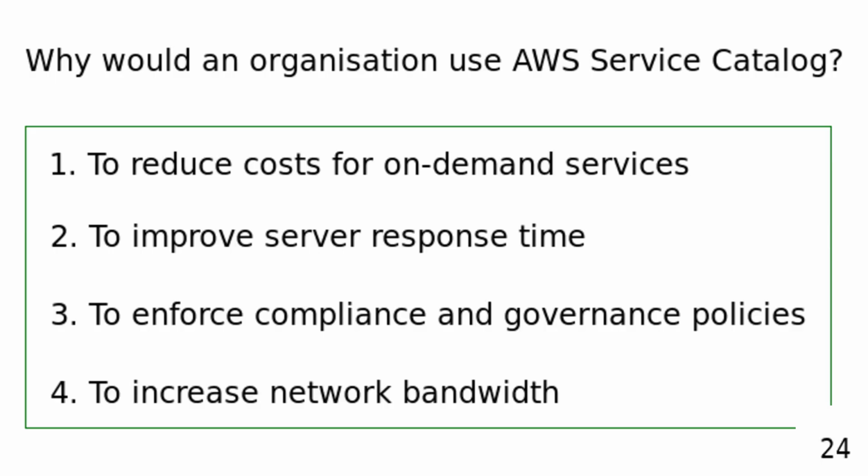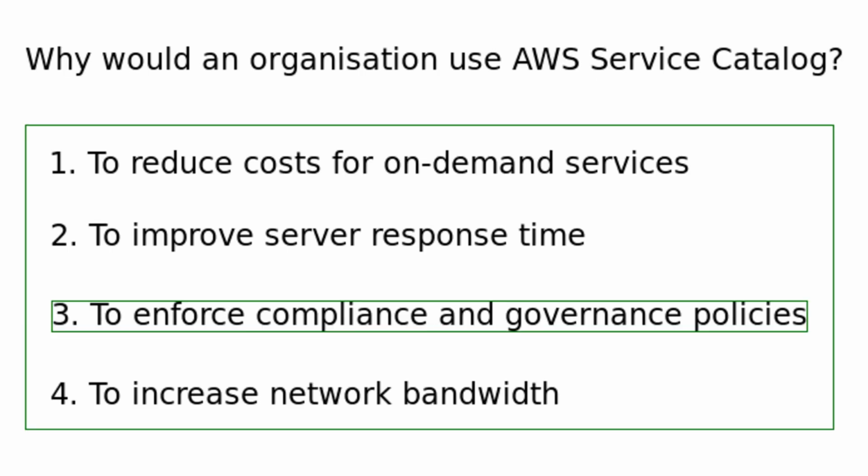Why would an organization use AWS Service Catalog? To reduce costs for on-demand services. To improve server response time. To enforce compliance and governance policies. To increase network bandwidth. Organizations use AWS Service Catalog to enforce compliance and governance policies by providing access to pre-approved IT services.